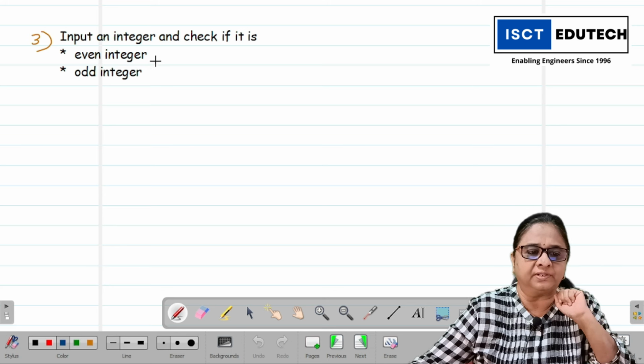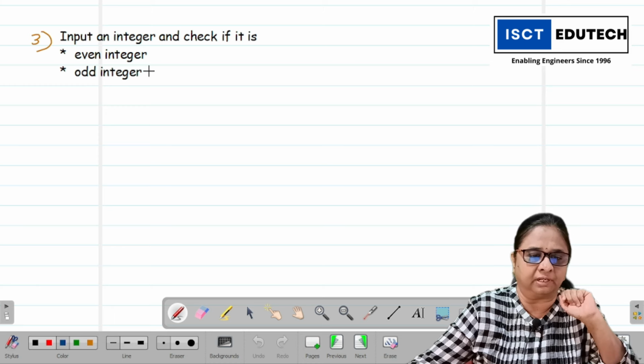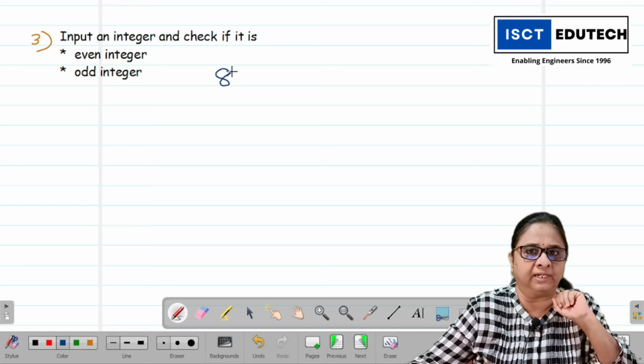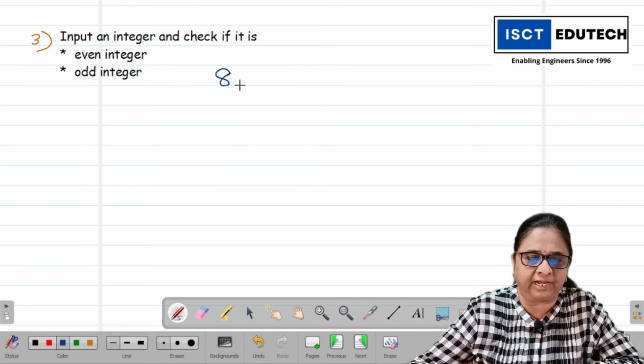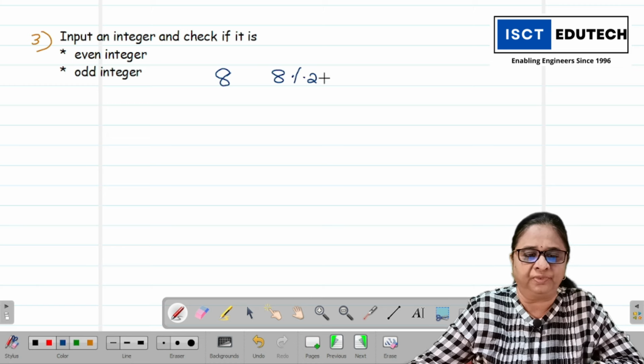Now, on what basis do we tell a number is odd or even? So we do it based on the remainder. Suppose I give you the number as 8. 8 is even, you can tell that easily, but mathematically how do we prove that? So calculate the remainder. 8 divided by 2, 8 modulus 2 will give me 0. So if the remainder is 0, you say it is an even number.